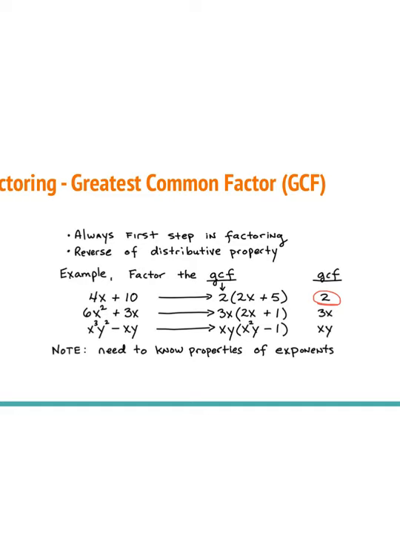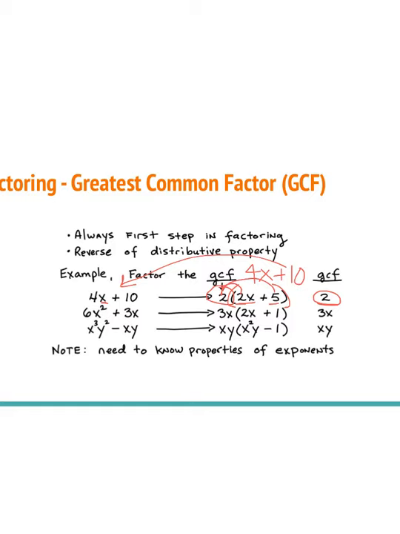So if we divide 2 out of 4x, we're left with 2 and the x. And if we divide 10 by 2, we have 5. So we put our GCF on the outside, and then we have our parentheses and what we have left after we've divided. Now, what we're doing here is we're factoring, but we're really undoing the distributive property. So if we were to distribute this back through, we'd have 4x plus 10. And that's where we started. So we're doing the opposite of the distributive property here.